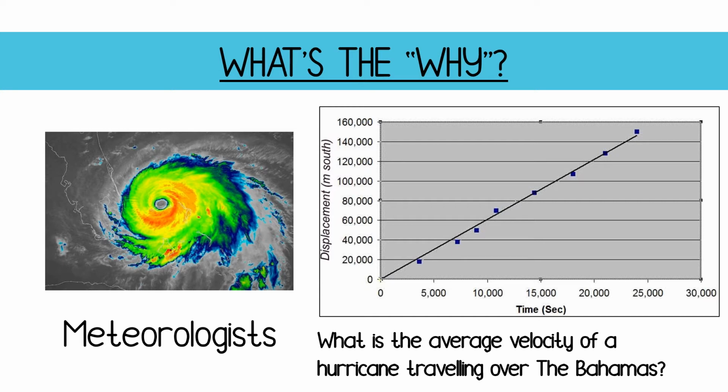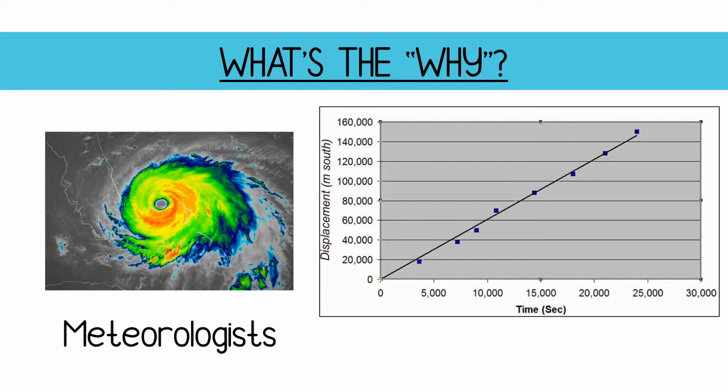Linear graphs are important to meteorologists because they help them find out things like, what is the average velocity of a hurricane traveling over the Bahamas? By plotting a graph of displacement against time, the slope of the graph gives the velocity of the hurricane.